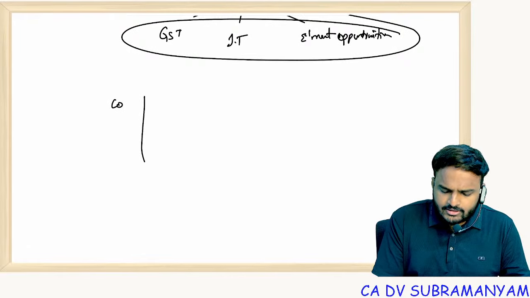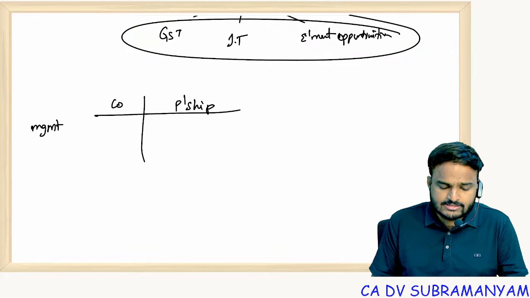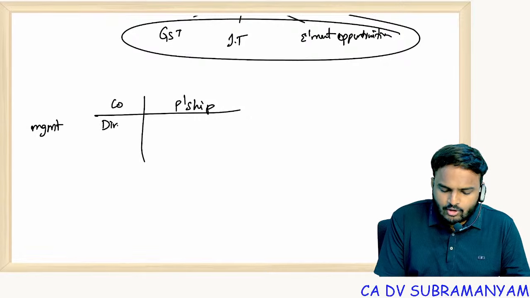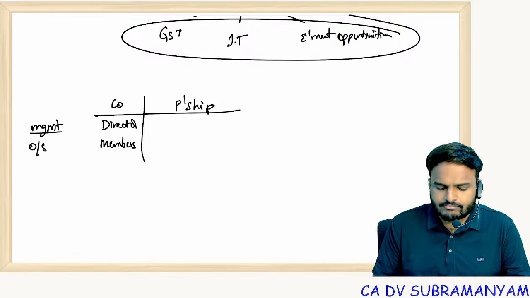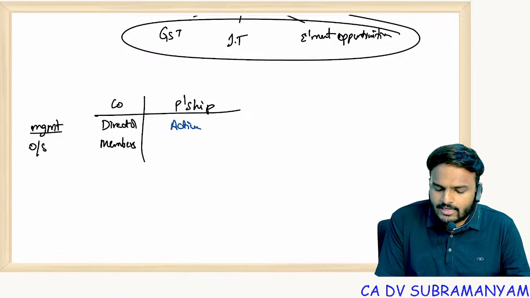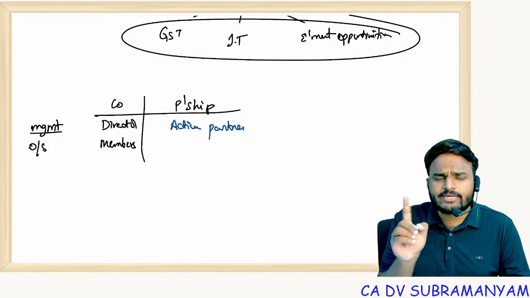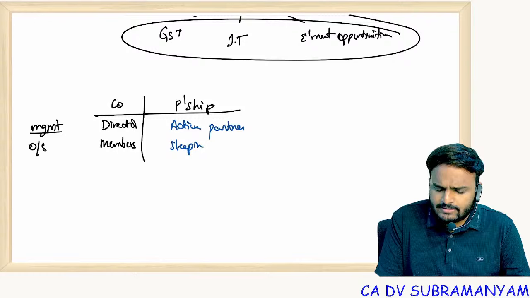And one thing, you take a company, you take a partnership. Those who take participation in the management, those who have management participation rights, in a company we call them directors. And those with no management rights, just ownership rights, we call them members. Similarly, in a partnership, those who participate in day-to-day activities, we call them active partners. And those who are just owners, who won't participate in management, we call them sleeping partners.